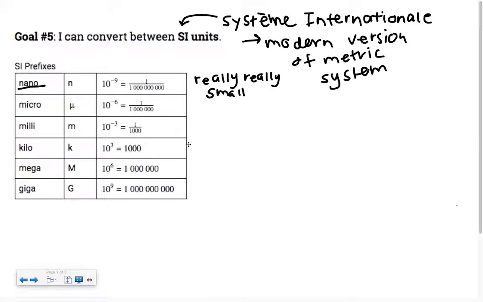Kilo is getting bigger. So right here we would have, if we were talking about distances, meters right here. So milli, micro, and nano are all measurements smaller than meters. Kilometers, megameters, and gigameters are all larger. Gigameters are really large.